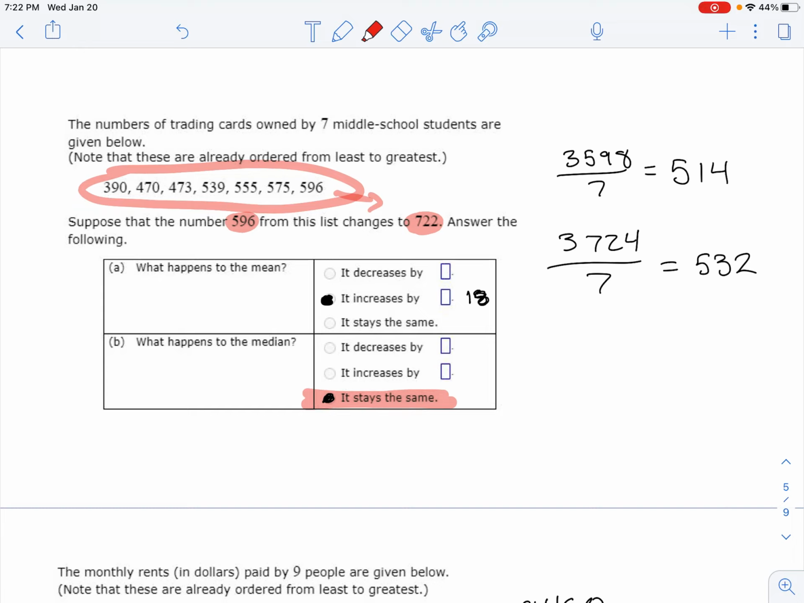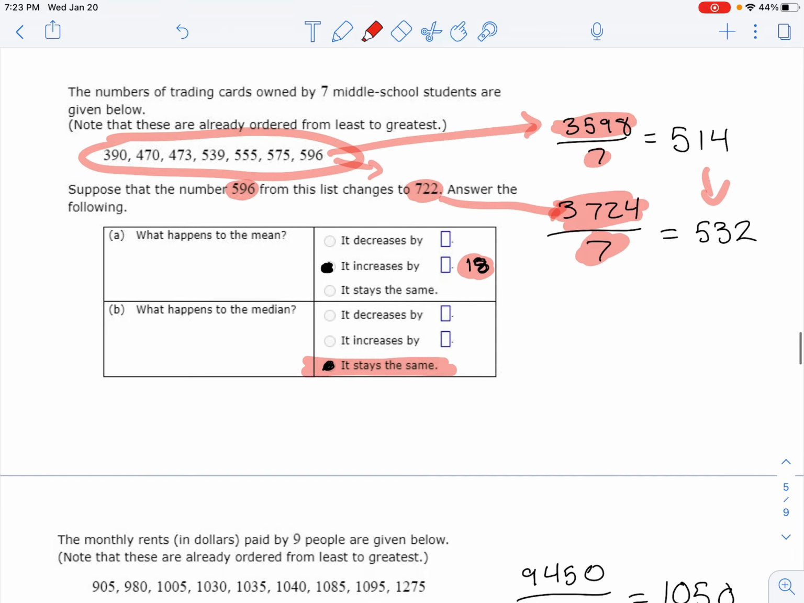Next. So we have 3,598. This is coming from me adding up all of those numbers and then dividing it by 7. Okay, if I use the 722 instead, adding them up would give me 3,724. If I divide that by 7, you can see that it's obviously bigger. In fact, it's bigger by exactly 18, and that's what you would have to plug in into ALEKS.